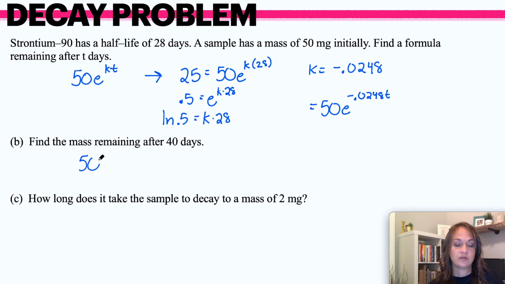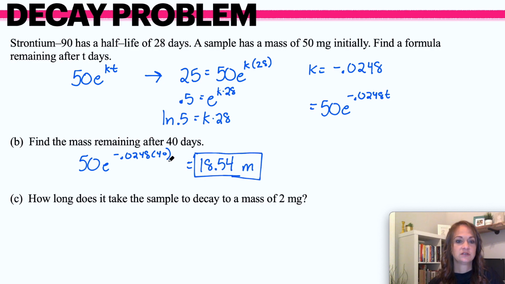So we are going to plug in 40 into this. And you will get 18.54. So therefore, after 40 days, roughly about 18.5 milligrams are present.